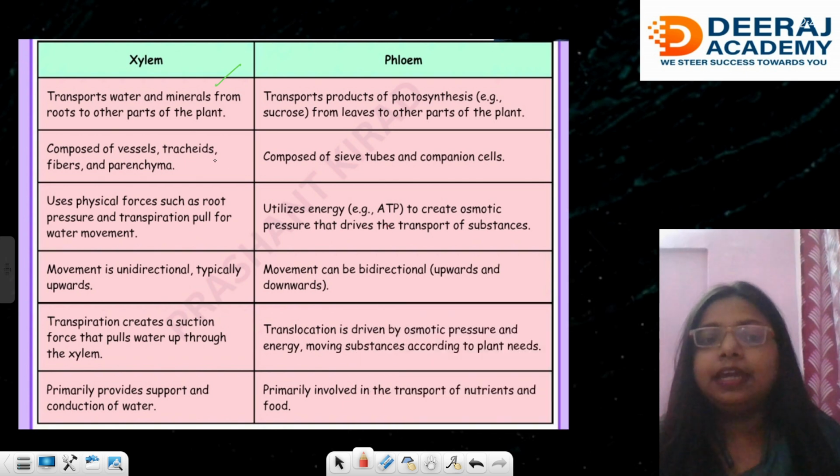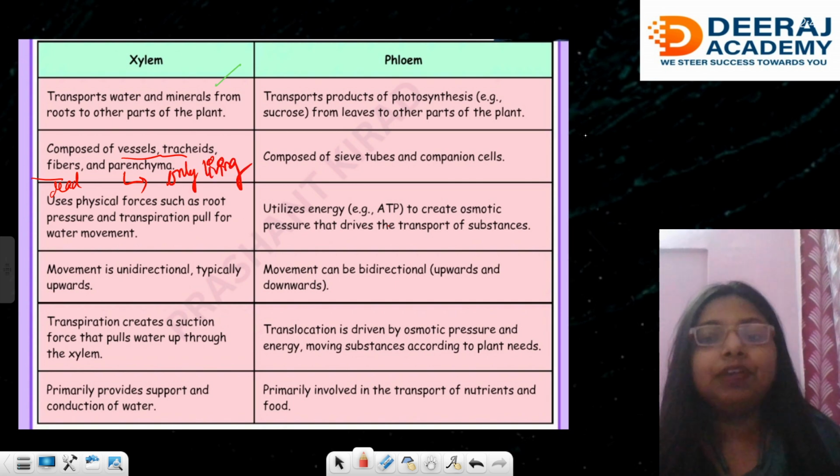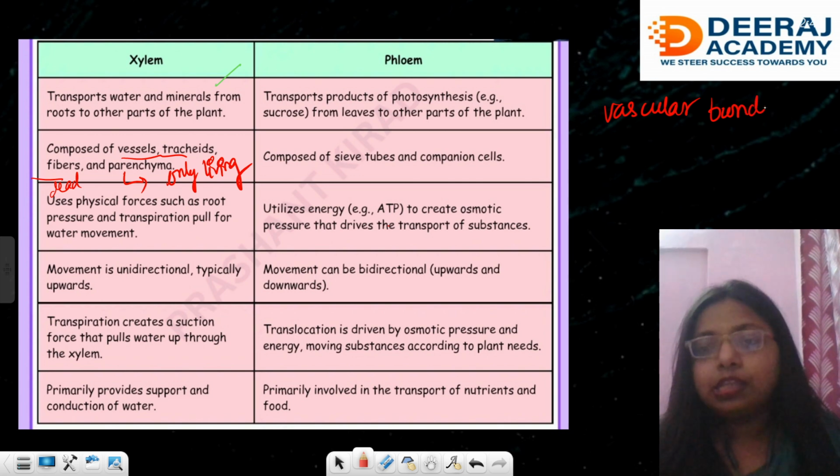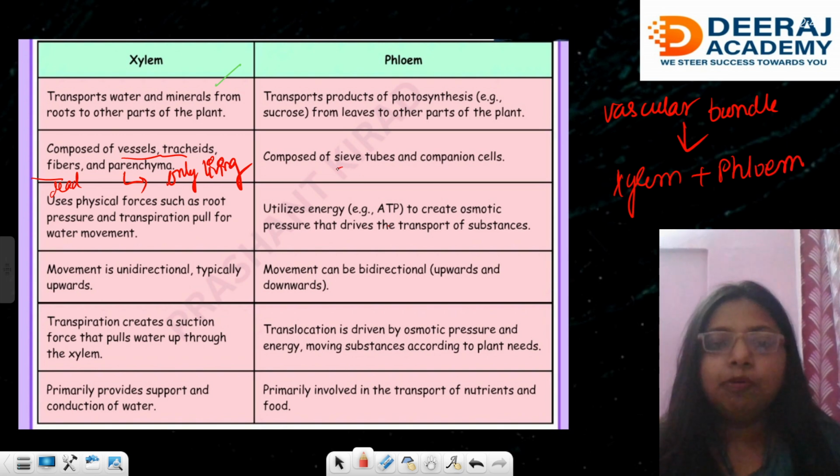Xylem is composed of vessels, tracheids and fibers, and all three are dead; only the parenchyma is living. They are made up of different kinds of cells, because xylem and phloem form the vascular bundle. What is a vascular bundle? I think you already studied this in class. A vascular bundle is basically xylem and phloem. Phloem is composed of sieve tubes and companion cells, both of which are living. Only the phloem fiber is dead.